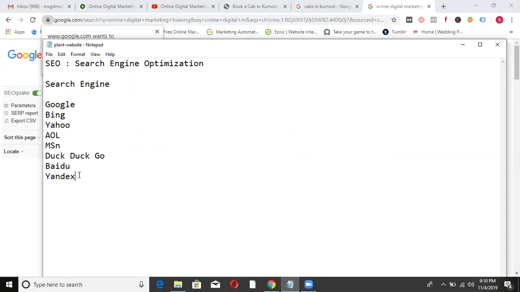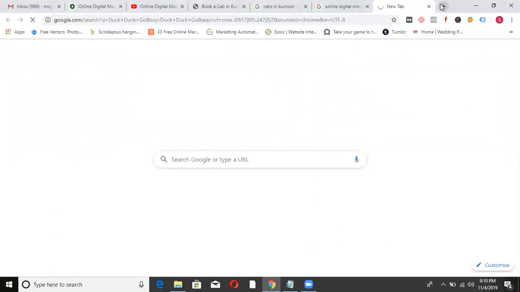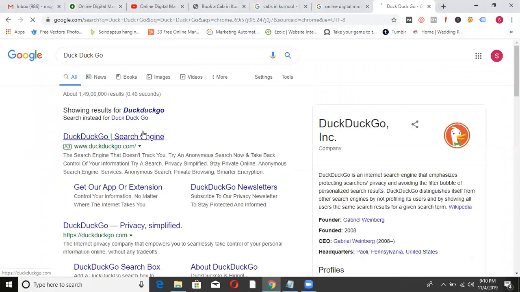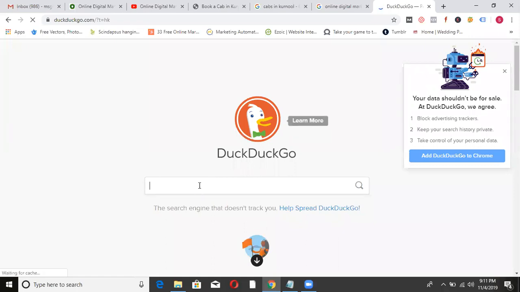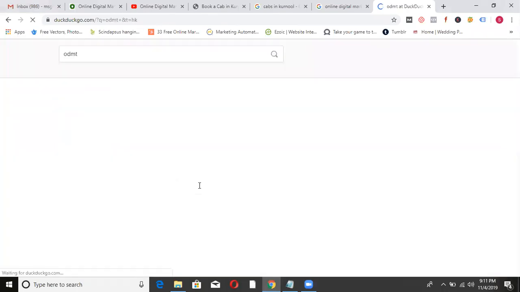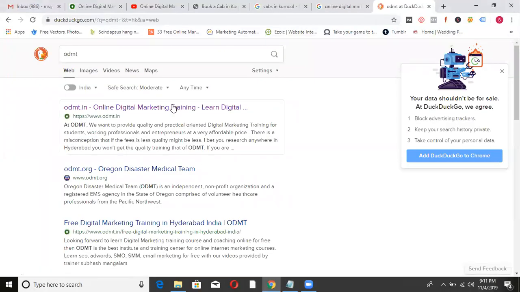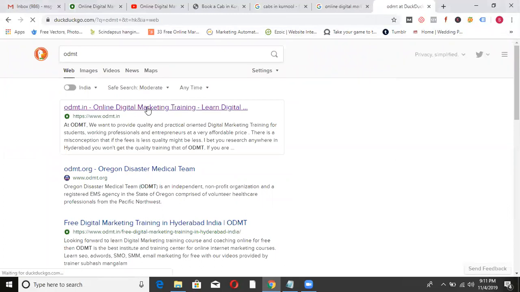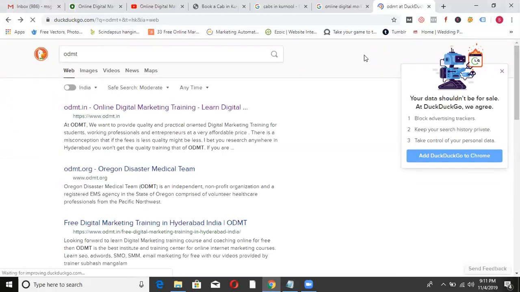In such a way, everyone has developed search engines. What about DuckDuckGo? DuckDuckGo is an American search engine anyway. That is also a search engine. You should always try new things. So it's a search engine, DuckDuckGo.com. So you can search. I'm searching ODMC. Let's see what happens. See, it has indexed my website. If you click, it will go. So DuckDuckGo is one search engine. Try to use this.